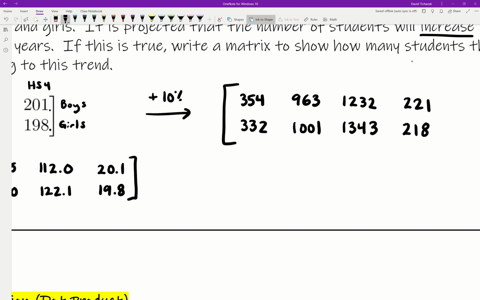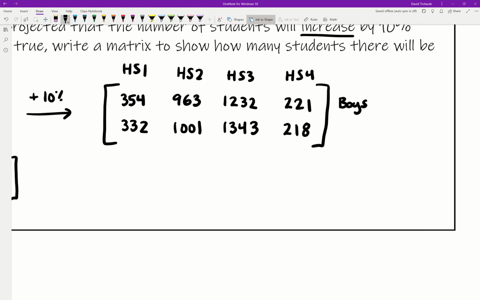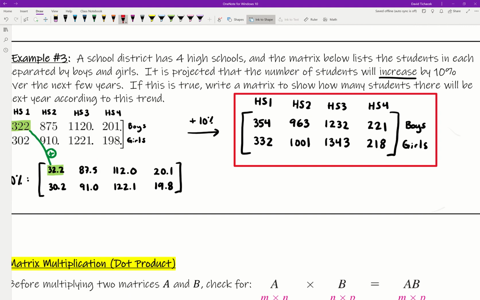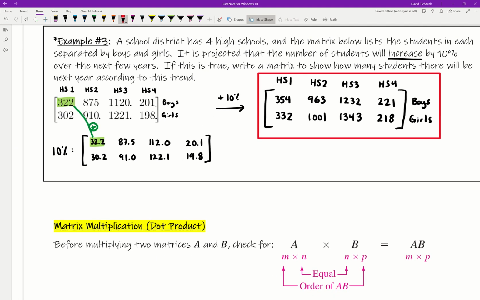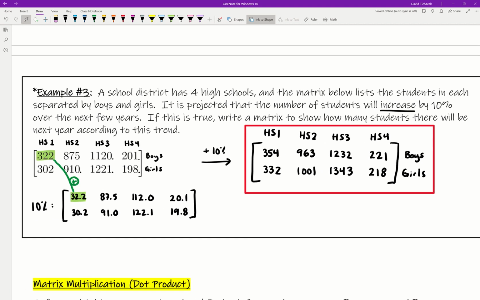And so these are going to be, keep in mind, the projected numbers for high school number 1, high school number 2, high school number 3, and high school number 4. And in the top row, we have the number of boys, and in the bottom row, we have the number of girls. Okay, and so this is going to represent our answer here. We are projecting what's going to be happening in the next couple of years. We started off with these numbers of boys and girls, and then if they rise by 10% over the course of that number of years, then we are going to get those values in each high school for the number of boys and the number of girls.